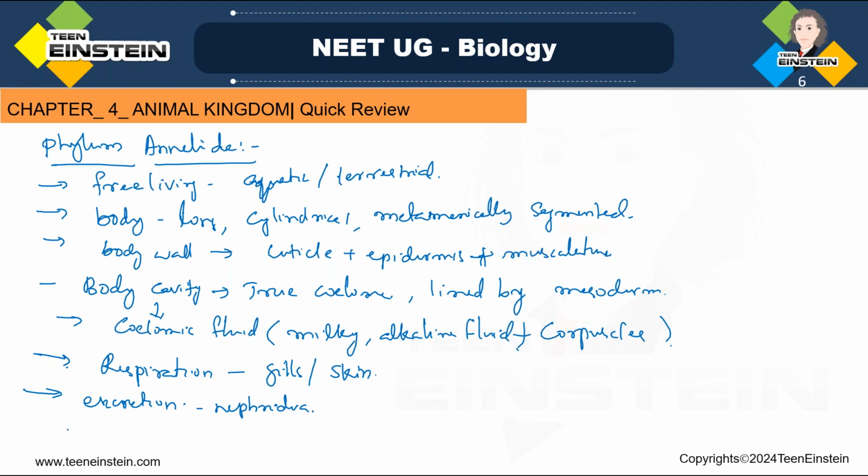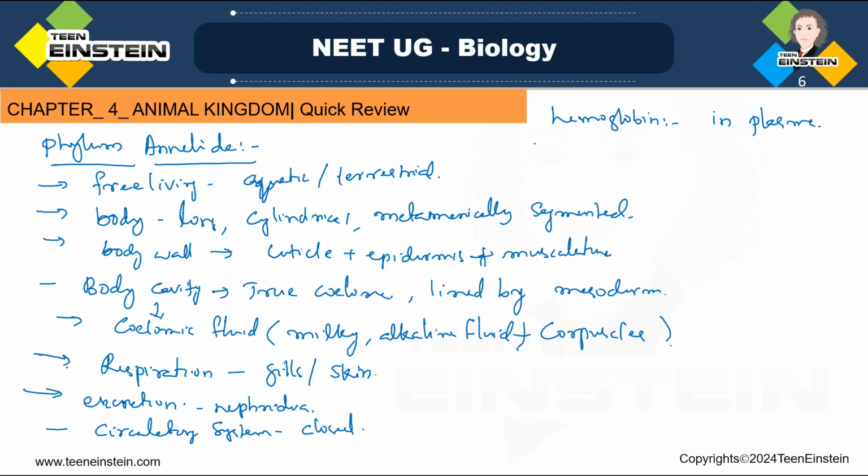Okay, and the circulatory system. Their circulatory system is closed type. Closed circulatory system, you can see. And the hemoglobin. All these are previous year questions. Hemoglobin directly dissolves in plasma.